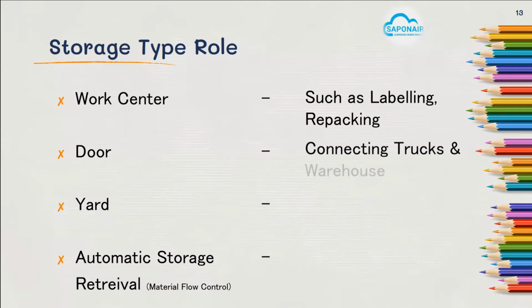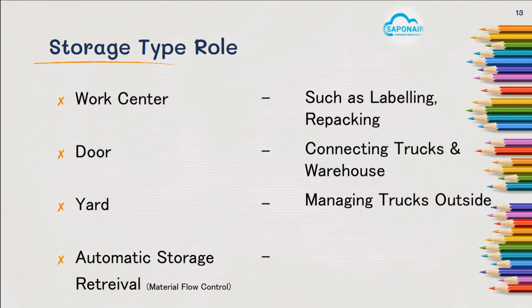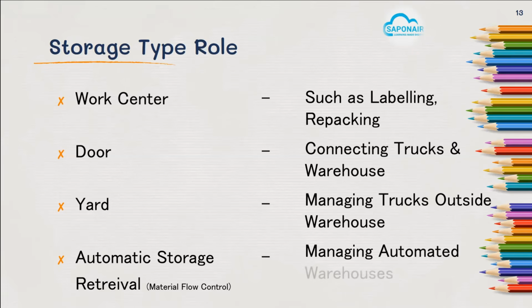And we have doors connecting trucks and the warehouse. Whichever space you connect from the truck to your staging areas, to your warehouse, those areas are specifically called doors. So you can always define a storage type with the name door also. Yard area is for managing trucks outside the warehouse. Whichever space is outside your warehouse and you are managing even the stocks there, you can consider that a yard. And we have automatic storage and retrievals.